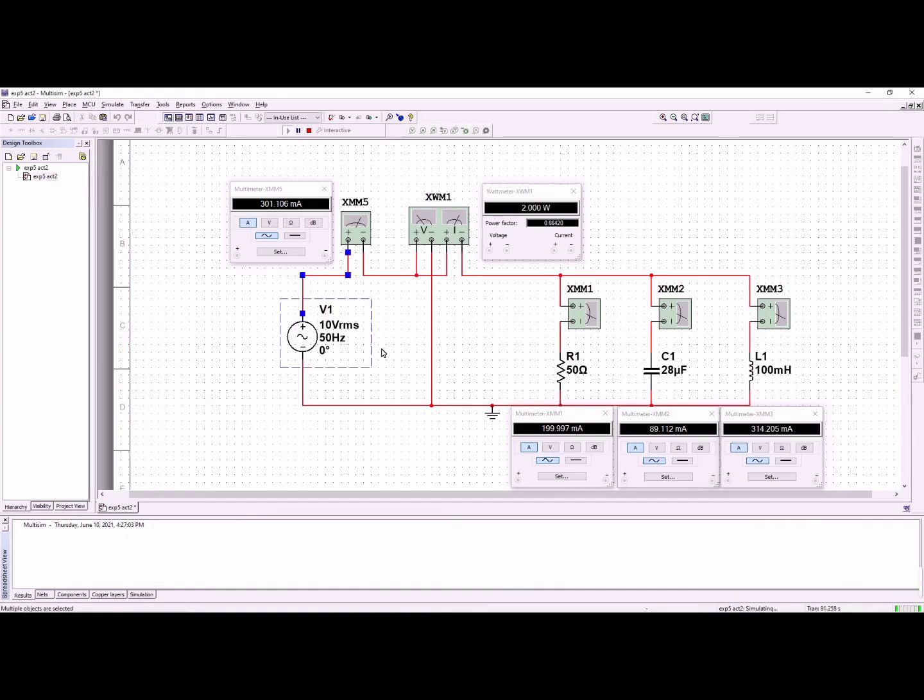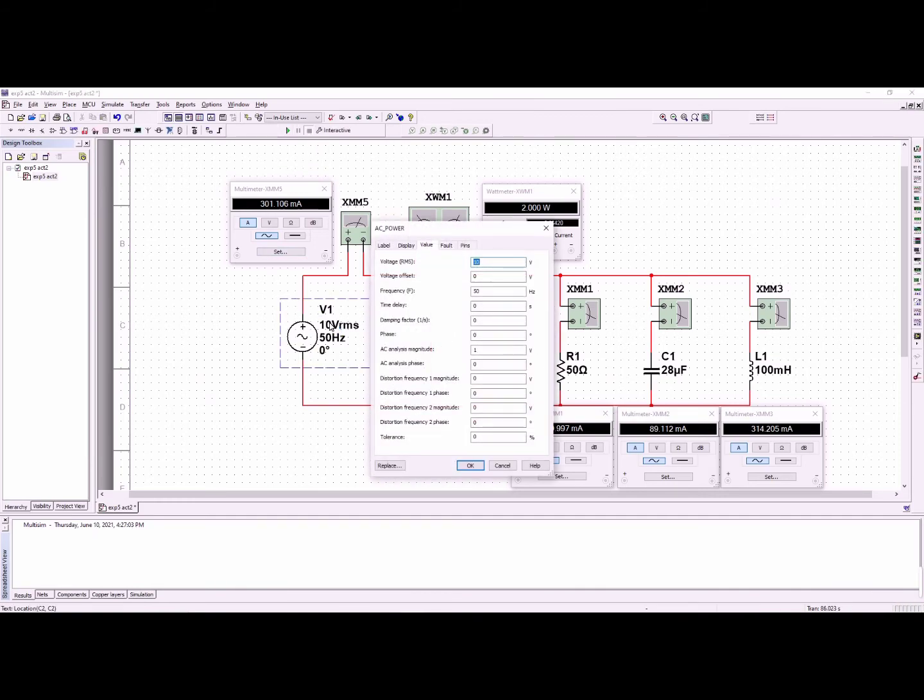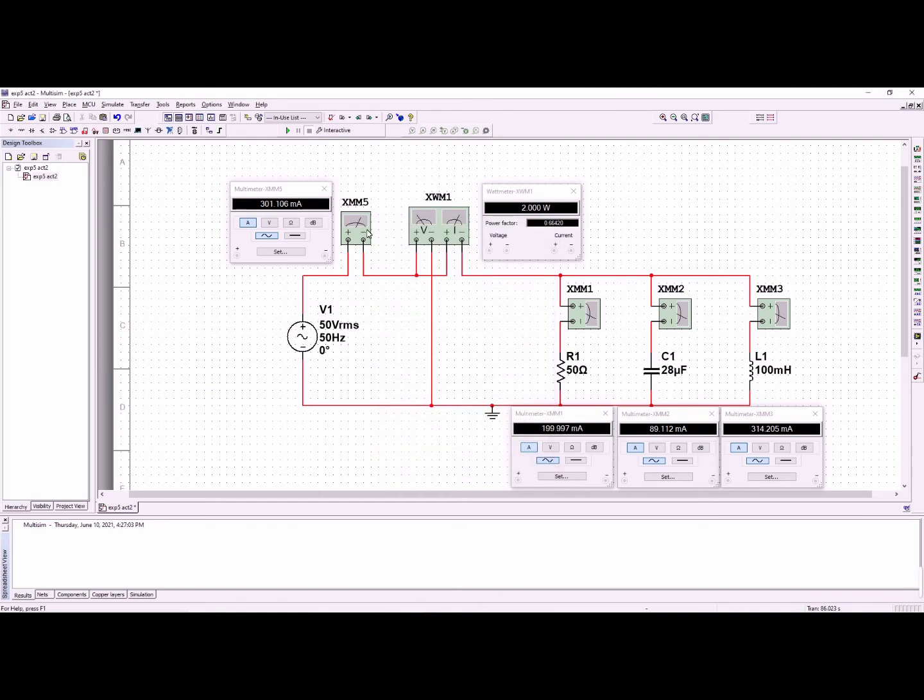If we want to change the value of the voltage, we stop the simulation, double click the AC source and just change the value. If you want 50 volts, we just put 50 volts in this. Then click run again. As we can see, this is the result when the voltage is 50 volts.